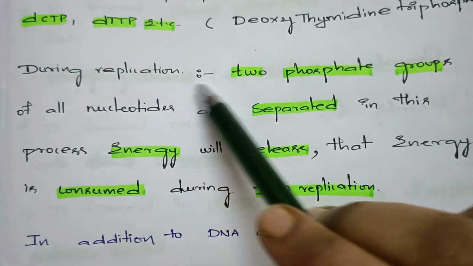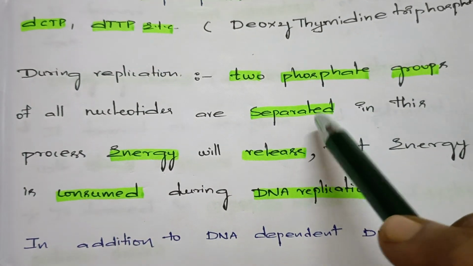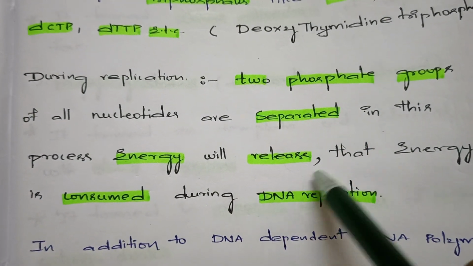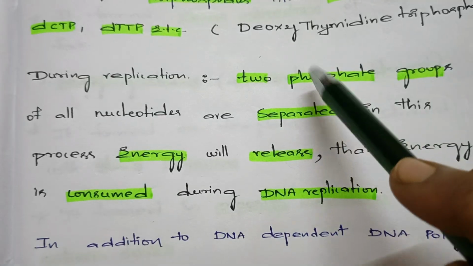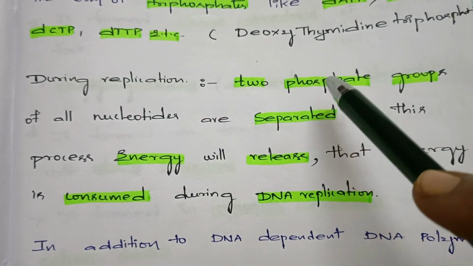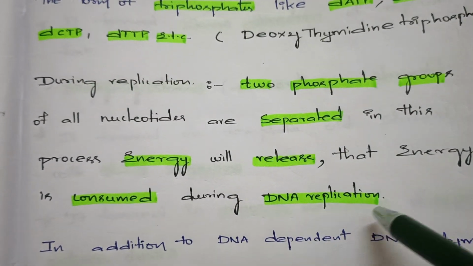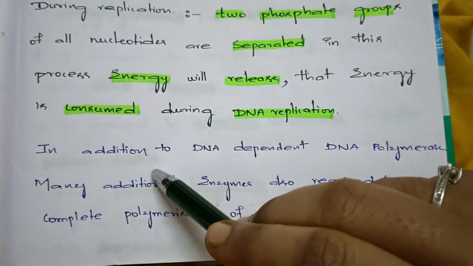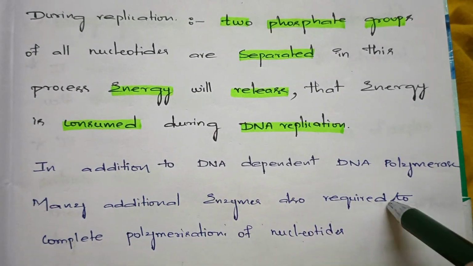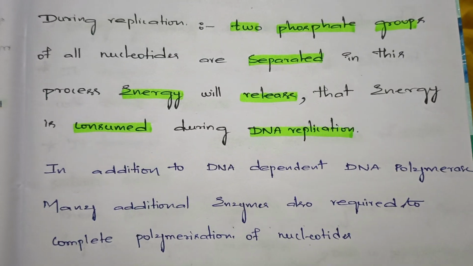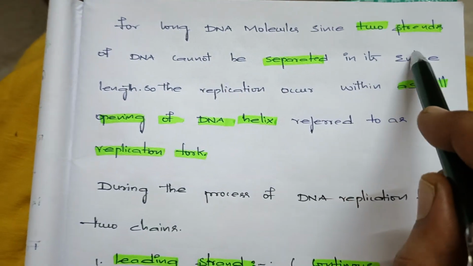During replication, two phosphate groups are separated, and because of that, energy is released. That energy will be consumed during the replication. In addition to the DNA dependent DNA polymerase, a few enzymes are also involved for the completion of the polymerization of nucleotides.